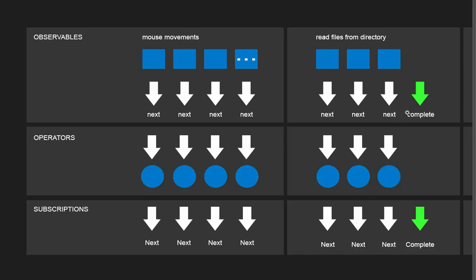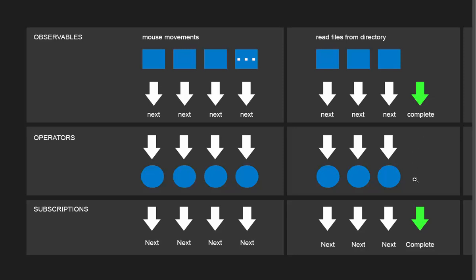What does complete do? Well, complete is one of the signals we have access to in an observable. And a complete simply says, okay, I pushed you all my values, I have no more, I'm done, I'm unsubscribing, disposing of all of my resources, and going away forever. And that's what complete does. And in that case, that makes sense from reading files from a directory. You're going to get a bunch of items, and then it's going to have no more items to give you, and then it's going to finish.